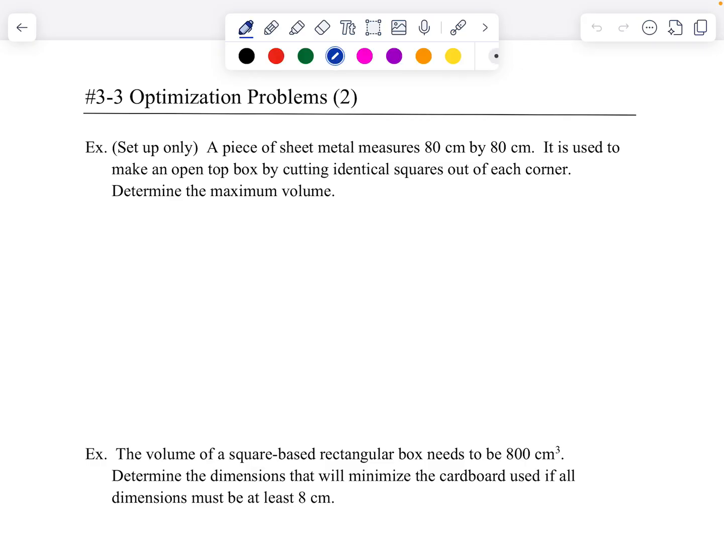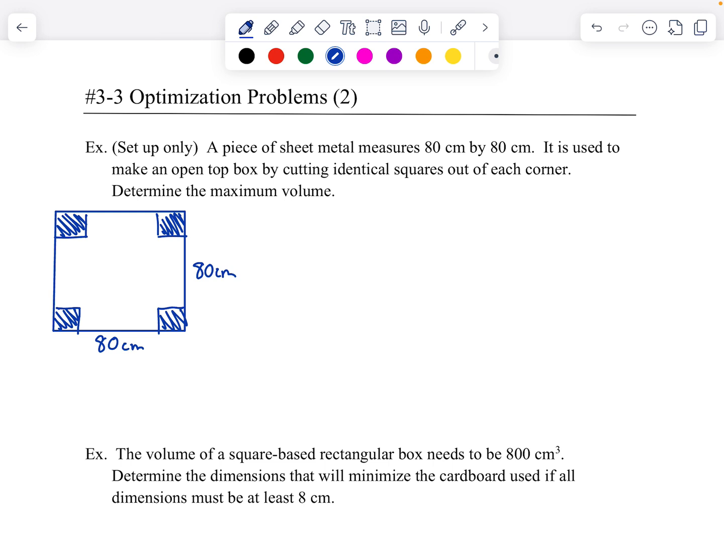So the easiest place to start is with a diagram, so we can start to visualize, well, what's happening here? What does this look like? So we have this square piece of sheet metal that measures 80 by 80 centimeters. And then what we're going to do is cut out each one of these corners, and we're going to cut out identical squares out of each corner. So I'm going to cut that square out of this corner, that square out of that corner, the same square out of this corner, and then lastly, the exact same square out of this corner.